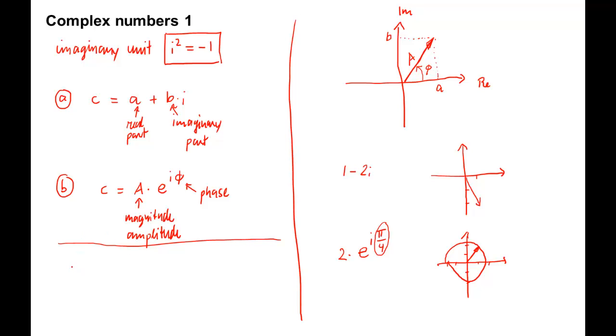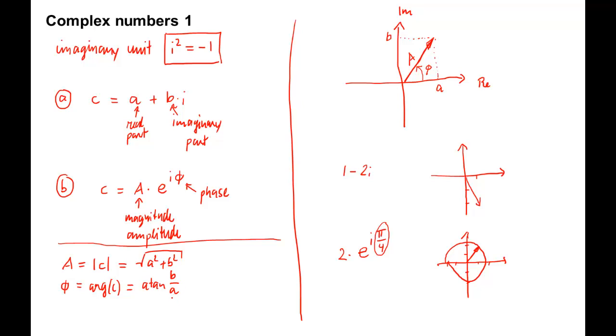The magnitude A is also denoted as the norm of the complex number c. It can be obtained by squaring a, adding b squared, and taking the square root. The phase is also called the argument, arg, of c. That can be obtained by the arctangent of b over a.